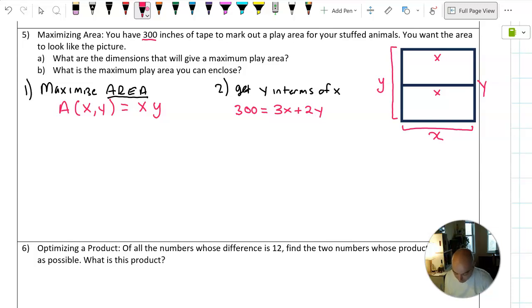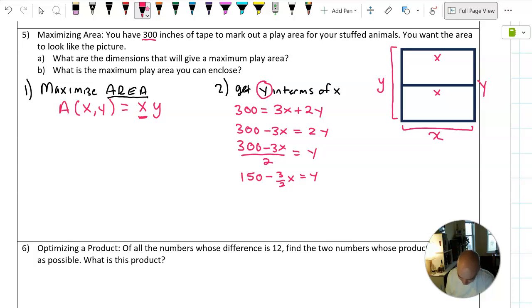Now, we want to get one of these variables alone. Honestly, it doesn't matter which one, but it's usually just easier for our brains to handle if we solve for y in terms of x, and that means that I want to get y alone. So let's solve this one for y. We're going to say 300 minus 3x equals 2y. And then we can say (300 minus 3x) over 2 is y. We can leave this as (300 minus 3x) over 2, or we could split the fraction and make this 150 minus 3 halves x equals y. It doesn't really matter. I'm going to use the second one.